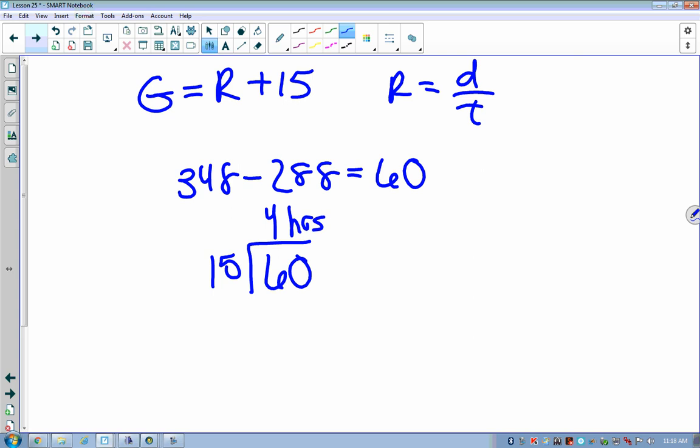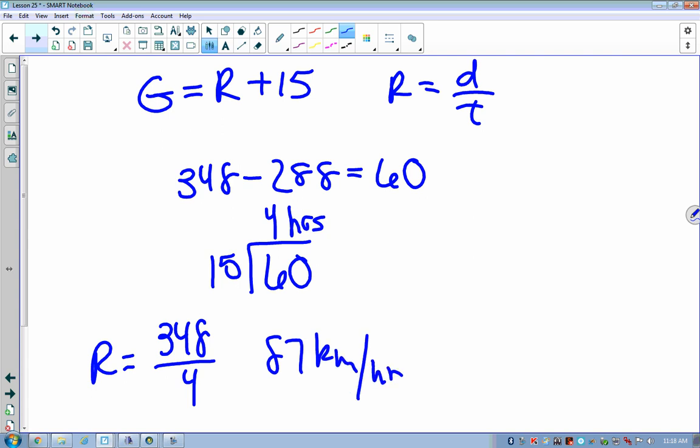Her rate equals her distance over time. So 348 divided by 4 is going to tell us how fast she was traveling, right? 87. She was traveling 87 kilometers per hour. Does that make sense? Can we replicate that? Yes. Okay.